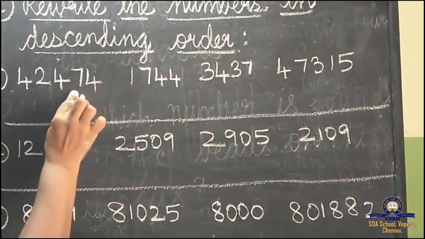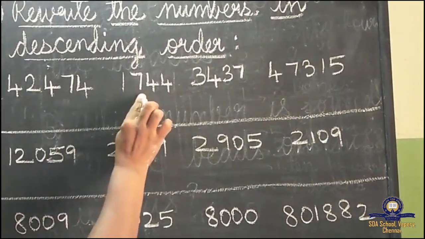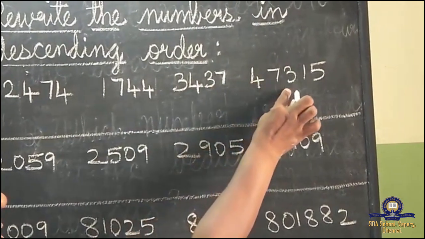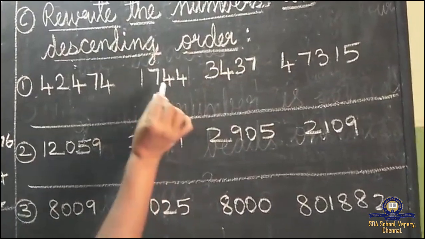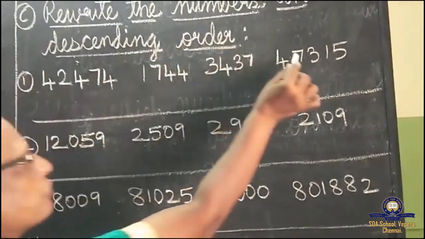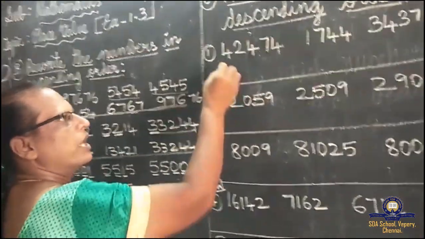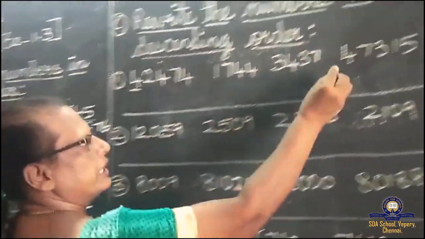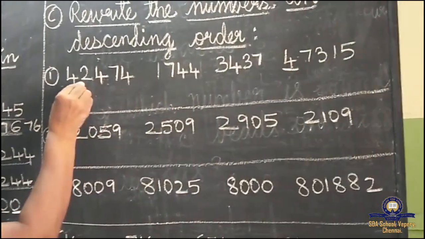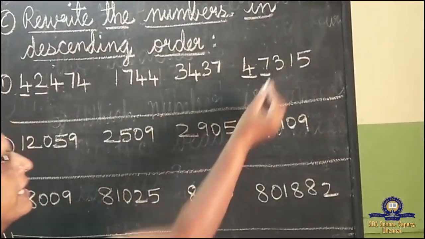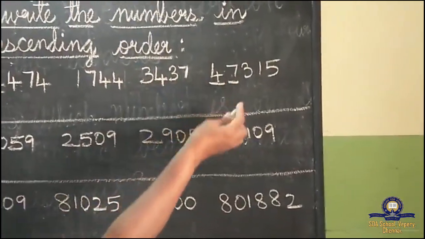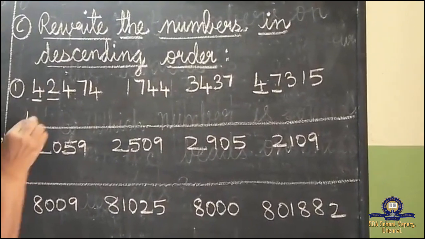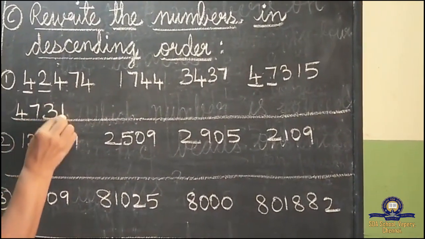So first one, see 42,474. How many digits are there? 5 digit. Here 4 digit, here also 4 digit, here also 5 digit. So what you have to do, children? First you have to compare these two numbers only, because first you are going to write what number? Greater number. See here also 4, here also 4. No, you can't find out. Then here 2, here 7. So which is greater, 2 or 7? 7 only, isn't it, children? So you have to write that number first.